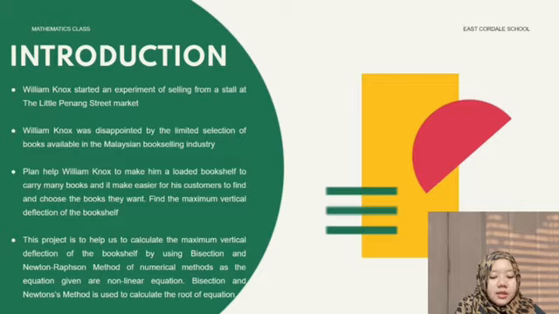William Knox was disappointed by the limited selection of books available in the Malaysia book selling industry. Johor Bookshelf stocks about 30% of the books in print that are not available at any Malaysia stores. So we plan to help Knox make a loaded bookshelf to carry many books, making it easier for his customers to find and choose the books they want.